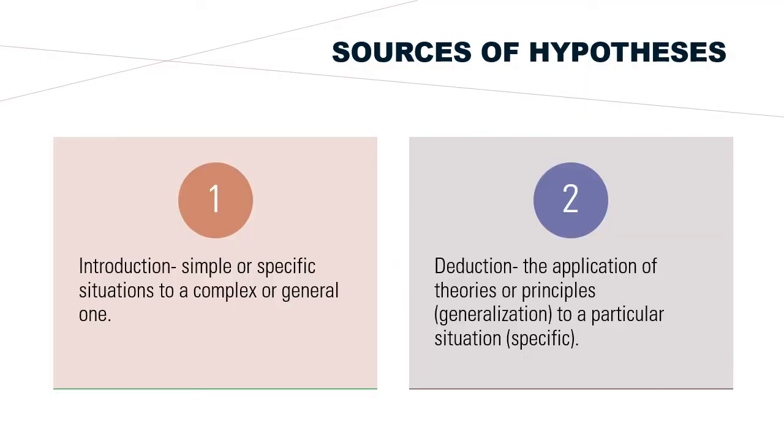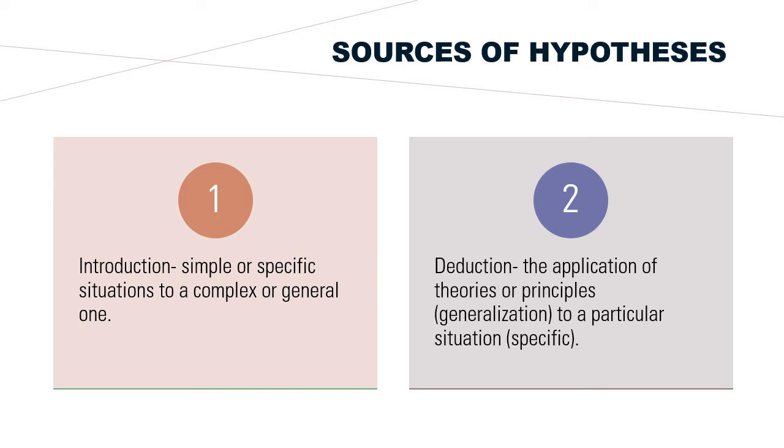So what are the sources of hypothesis? It could be induction, which is from a simple or specific situation to a complex or general one. When I say induction, it is a simple or specific situation to a complex one. And then when I say deduction, it could be the application of theories or principles to a particular situation. Okay, to induct and then to deduct. Allow me to give examples for you to understand further.